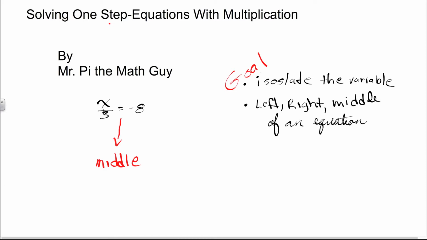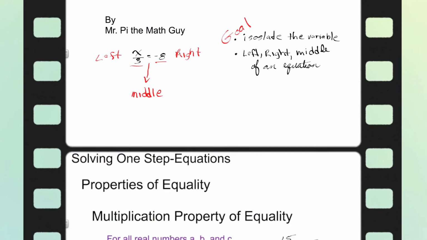And on the left-hand side, we have x divided by 3. Notice how I said that, but we'll get to that a little later. X divided by 3 is on the left-hand side of the equation. And on the right-hand side of the equation, we have negative 8. So as we move forward, you're going to see, because of the properties of equality we're going to talk about, whatever we do to the left of an equation, we have to do to the right to find our solution.